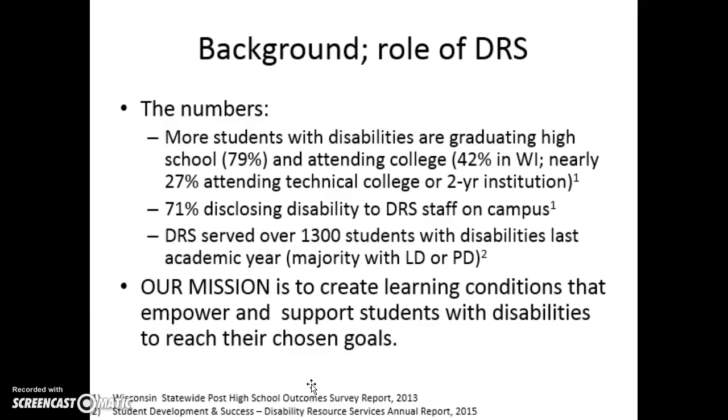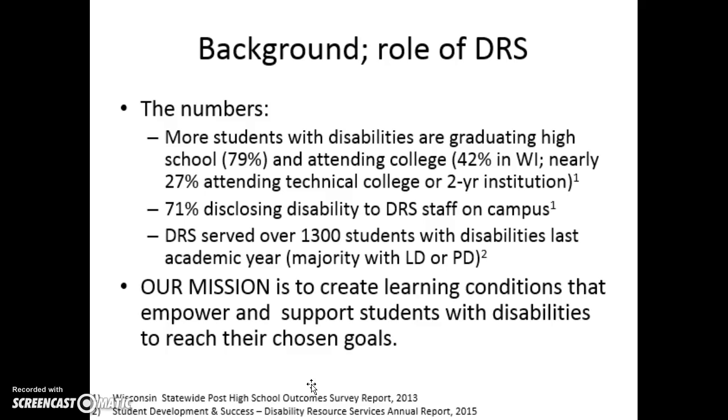A little bit of background. Of course, we're serving more and more students with disabilities as they're graduating more and more from high school, and more are attending college. This is particularly important for us in the two-year institution or technical college setting, when nearly 30% of those are attending college. About 71% of those students are disclosing their disability to DRS staff on campus. Over 1,300 students with disabilities last academic year. The majority of those students have some form of learning disability or psychiatric disability.